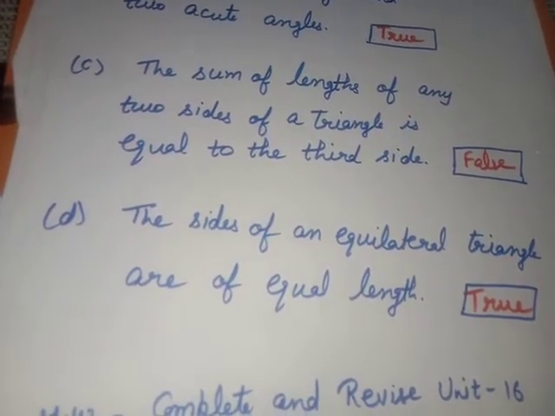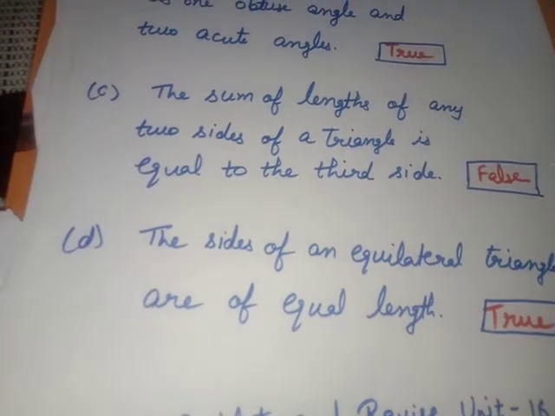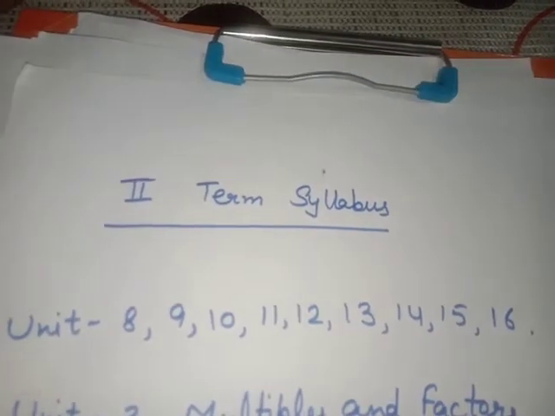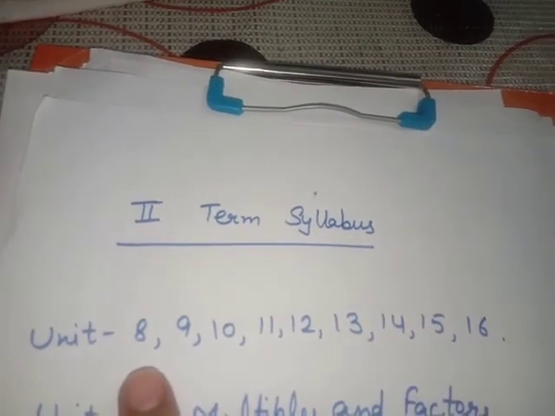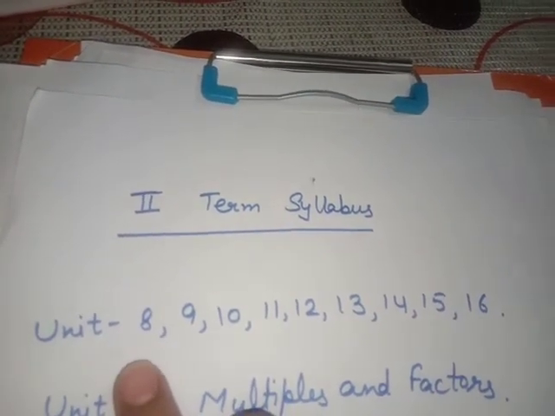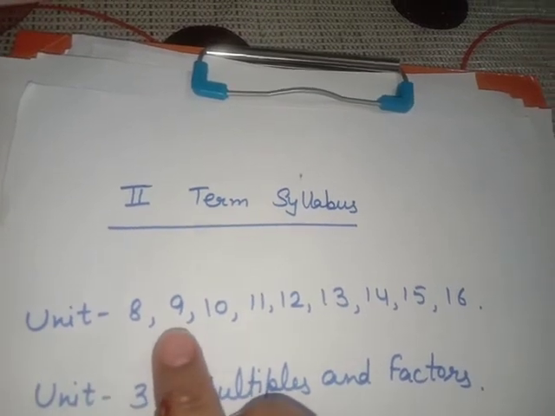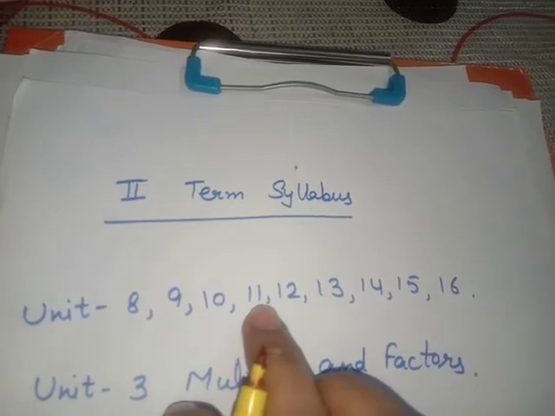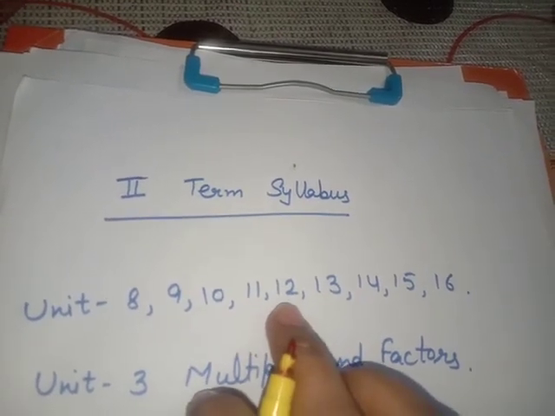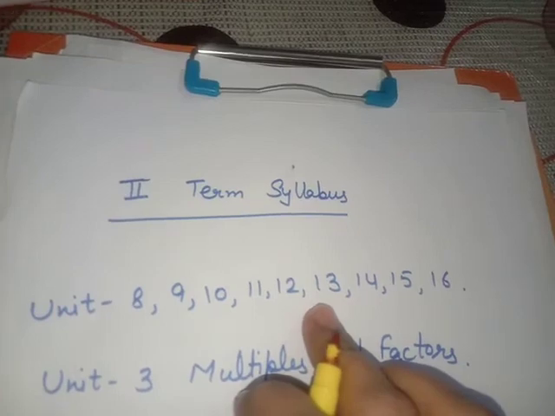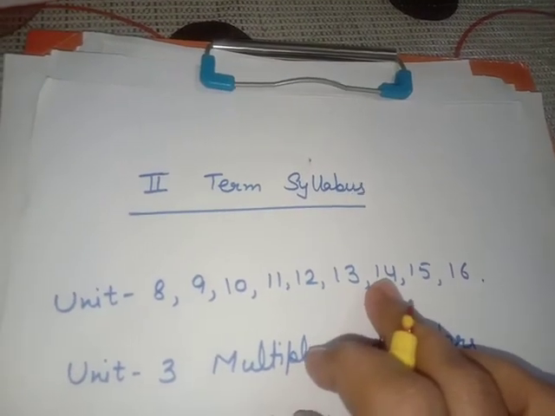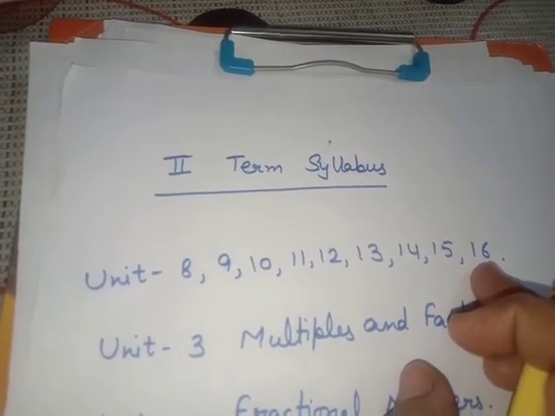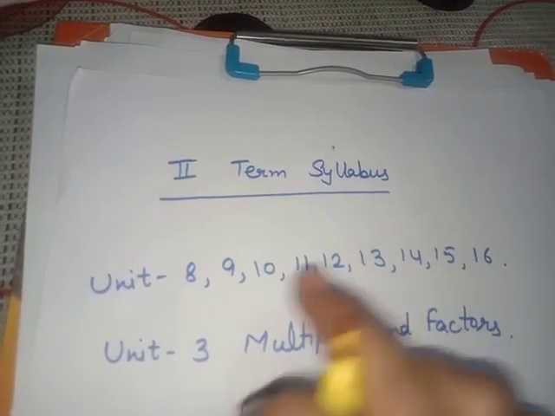And with this, we have also completed our second term syllabus. Our second term syllabus, which we started after first term exams, is Unit 8, Simplification of Numerical Expressions, 9, Rounding of Numbers, 10, Averages, 11, Profit and Loss, 12, Percentages, 13, Simple Interest, 14, Bills, 15, Temperature, and 16, which we completed today, this is triangles.